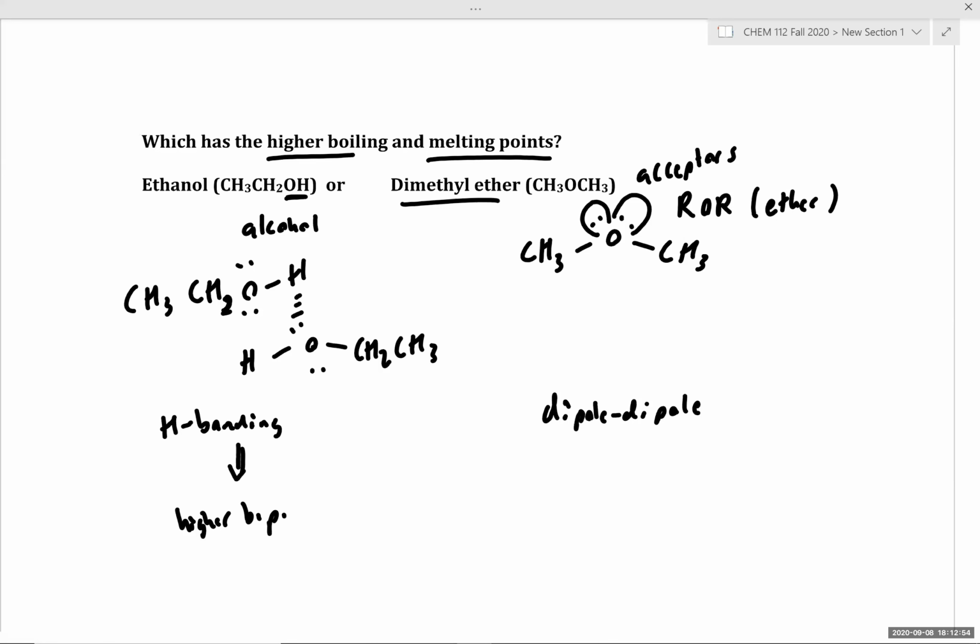So just remember, for hydrogen bonding, we need both a donor, a ZH bond, and an acceptor, a lone pair on an oxygen, nitrogen, or fluorine atom. Did that clarify this example? Did that make sense?